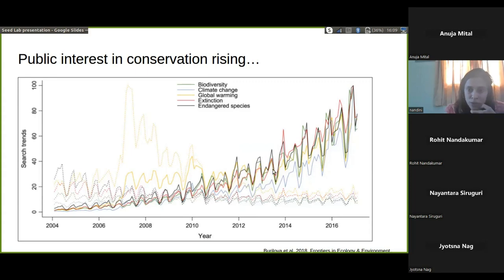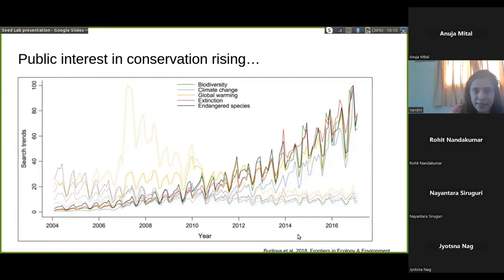conservation, Zuzana Burlivova in 2018 published a paper in Frontiers in Ecology and the Environment, where she shows that contrary to the perception, there is public interest in conservation, and in fact it is rising over time across these different thematic groups. And this is despite the increasing political polarization, the reduced funding, and the deliberate misinformation campaigns that exist in the world today.